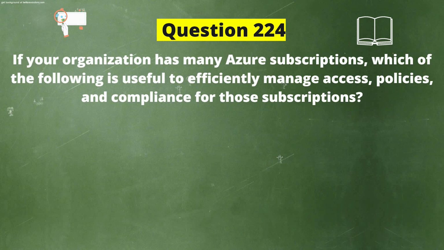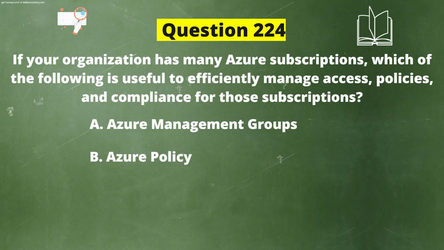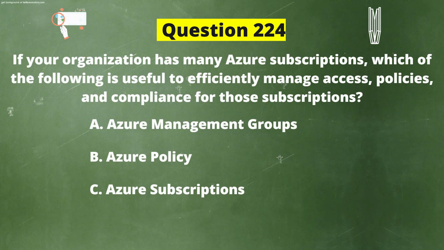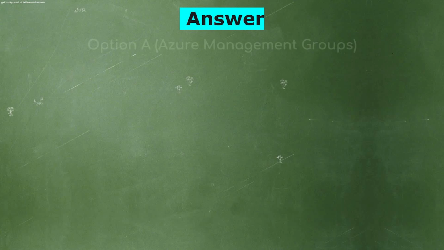Next question. If your organization has many Azure subscriptions, which of the following is useful to efficiently manage access, policies, and compliance for those subscriptions? And the options are A. Azure Management Groups, B. Azure Policy, C. Azure Subscriptions, D. Azure Blueprints. And the correct answer is option A.